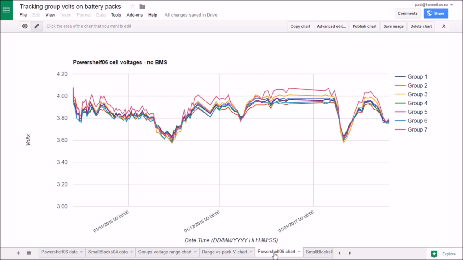And for those who are interested, this is a graph of the 7 groups from the PowerShelf over time. So you can see that one of the groups is sometimes drifting a little high. Everything else is kind of in the right ballpark, but it does come back into line when the voltage drops. So again, that's indicating lower volts is better. The closer you get to 4 volts, the more spread you get.